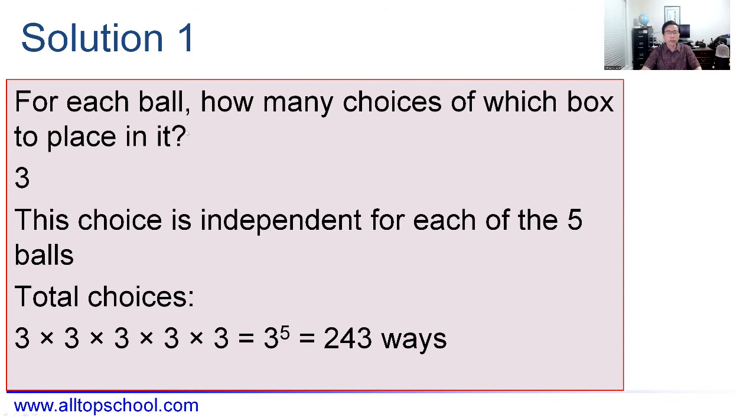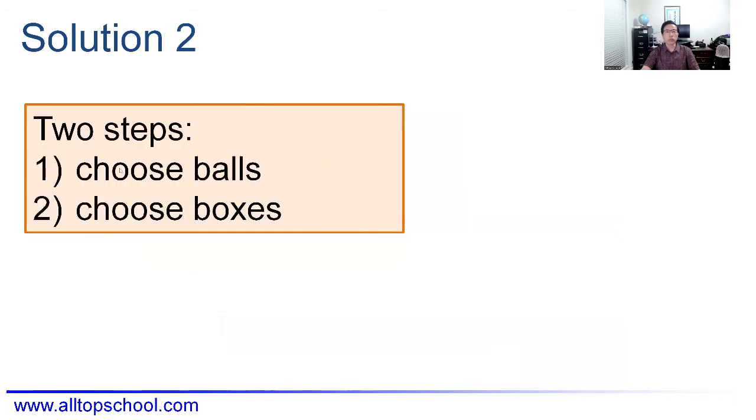But generally, we can do the second solution. That means how do you distribute these 5 passengers into 3 buses? We can just distribute those numbers in different ways. Even though that may not be the best solution, we're going to show you the second solution as well. There are 2 steps for each arrangement. First, you need to choose the balls, in this case, select the passengers. And then the second one, you choose the boxes.